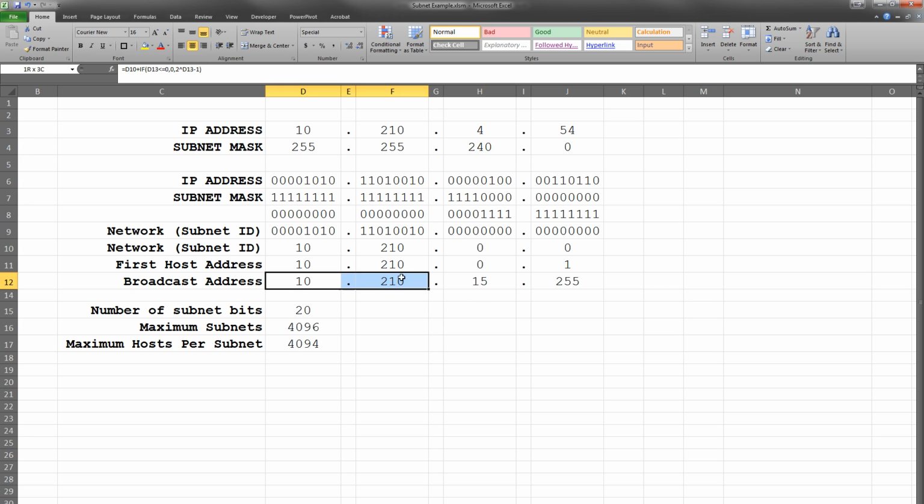And so that's how we calculate our broadcast address, which is probably the trickiest part of this process: figuring out how the broadcast address is calculated. Okay, let's do one more.